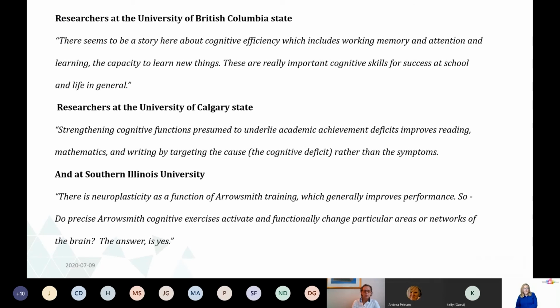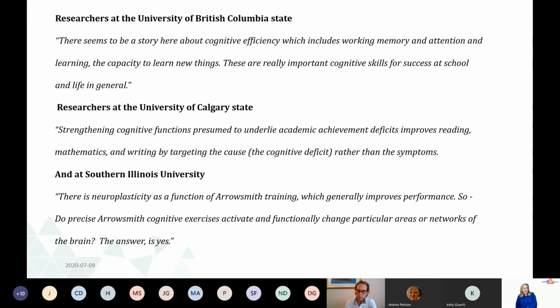And this is just a summary of the researchers, University of British Columbia, Calgary, and Southern Illinois, all saying very similar things, that fundamentally they're changing the capacity to learn new things as the students are going through this program. There's a story here about cognitive efficiency, which includes working memory and attention and learning, the capacity to learn new things. And that's where we argued this is a capacity-based program. We're not teaching skills or content, we're changing the brain's capacity to learn new things.